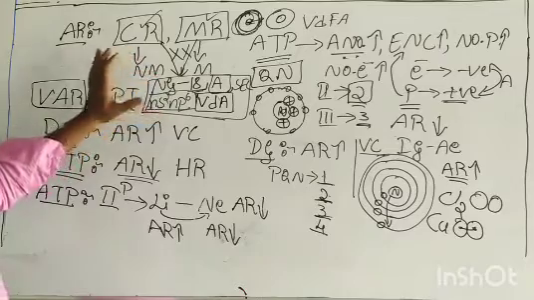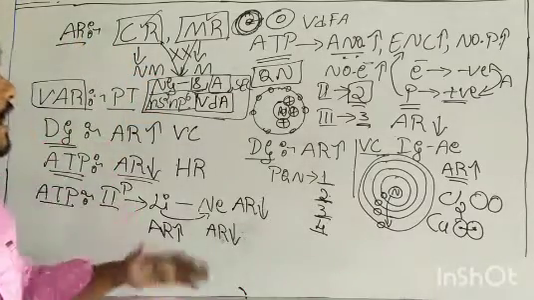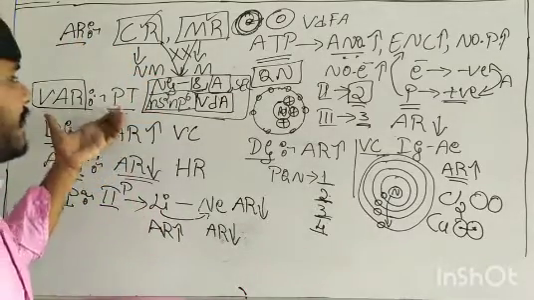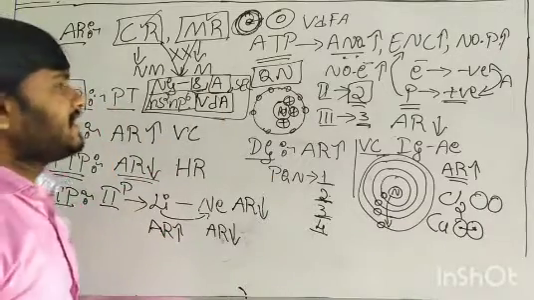This is the complete picture of the variations of atomic radius in the periodic table.